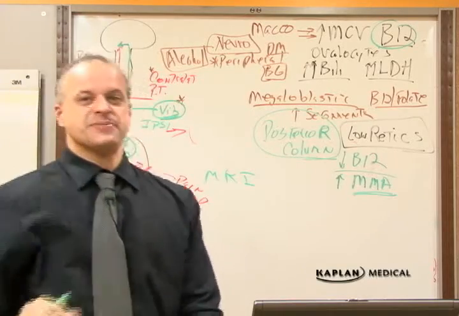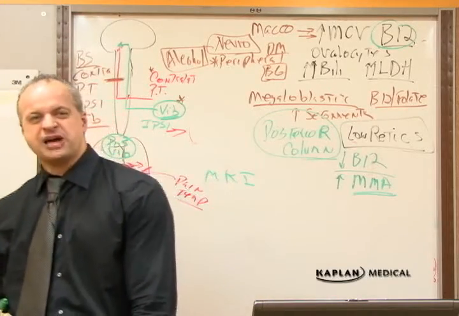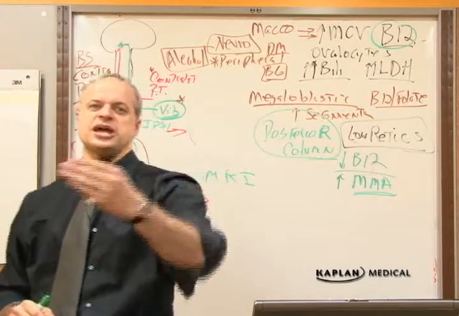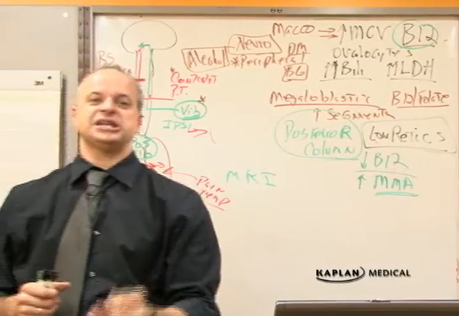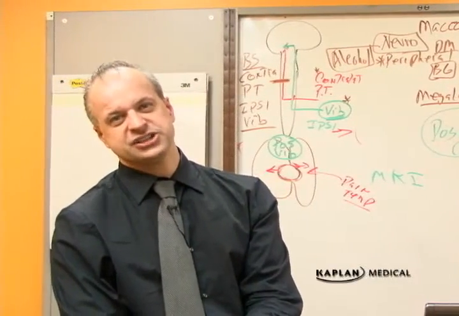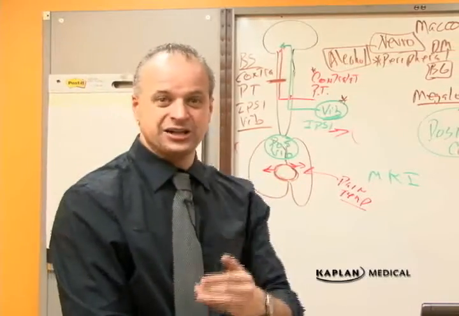Do you have pernicious anemia? Do you have Diphyllobothrium latum? Do you have pancreatic insufficiency? Schilling's test does not diagnose B12 deficiency. Schilling's test tells you why it occurred: etiology, cause.